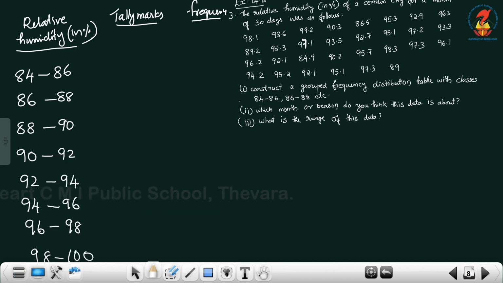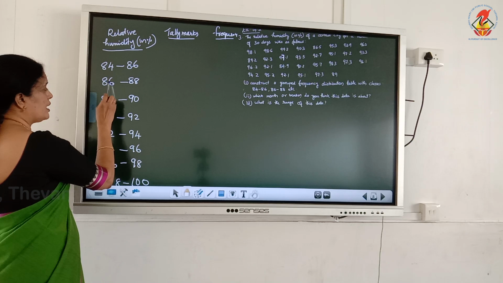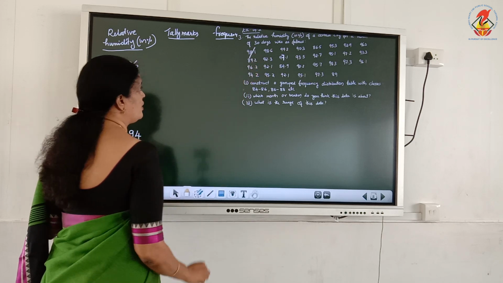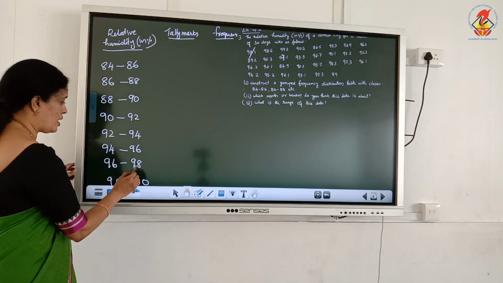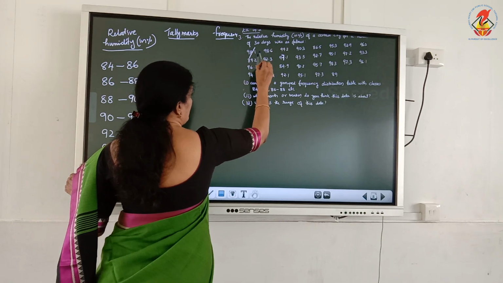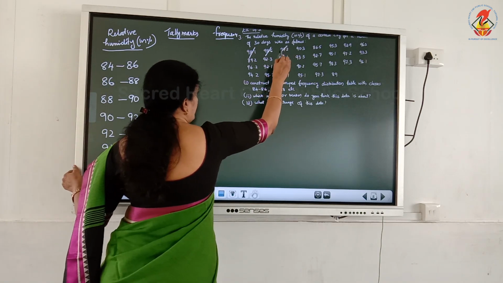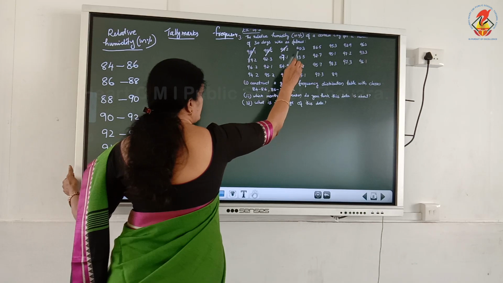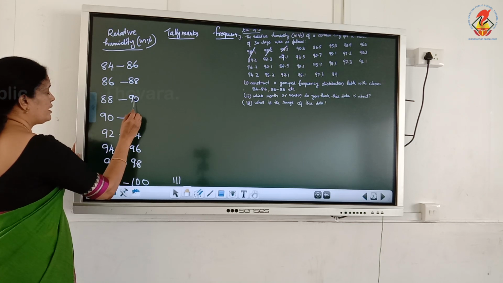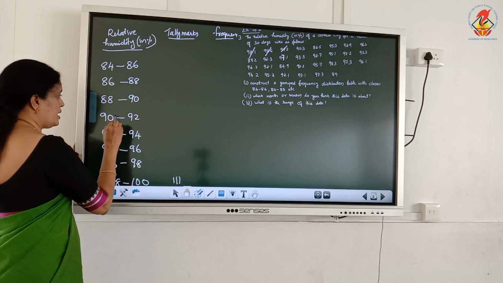Okay, 98.1. Here, 86 is not included in the first class interval; 86 is included in the second class interval. First one, 98.1: which class interval? 98 is not included in this class interval, 98.1 is included in this one. 98.6 is also included in this class interval, 99.2. Next, 90.3: 90 and 90.3 are not included in this class interval, 90 and 90.3 are included in this class interval.